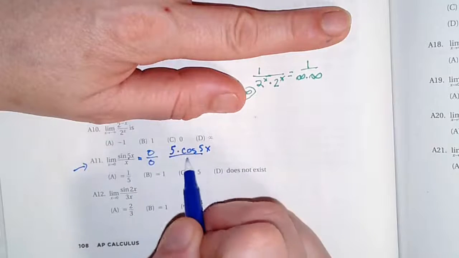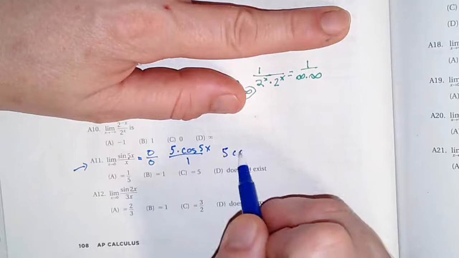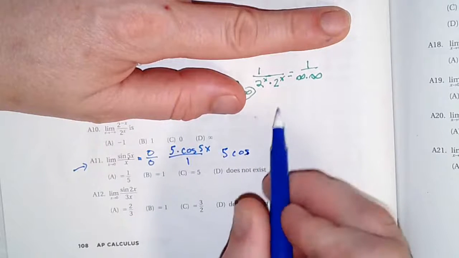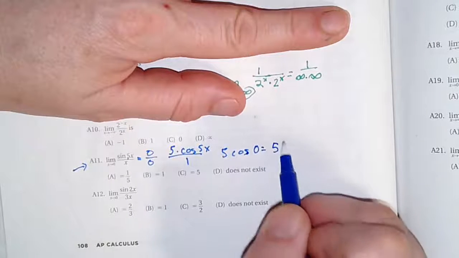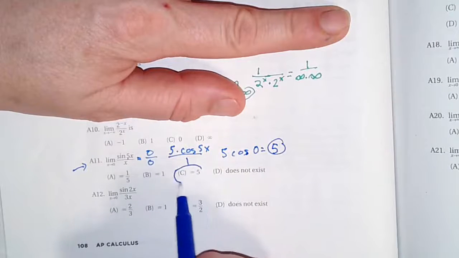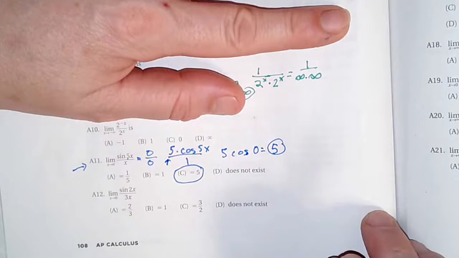Now fill in 0, and I get 5 cosine of 0. Cosine of 0 is 1, so the answer is 5. People forget about taking that extra 5 there, and they leave it, and they get the answer to be 1 instead of 5. So there's A11. I'm going to pause for a second.